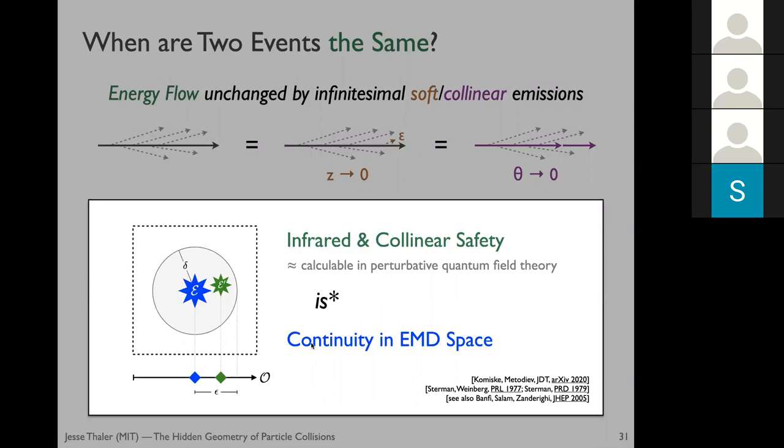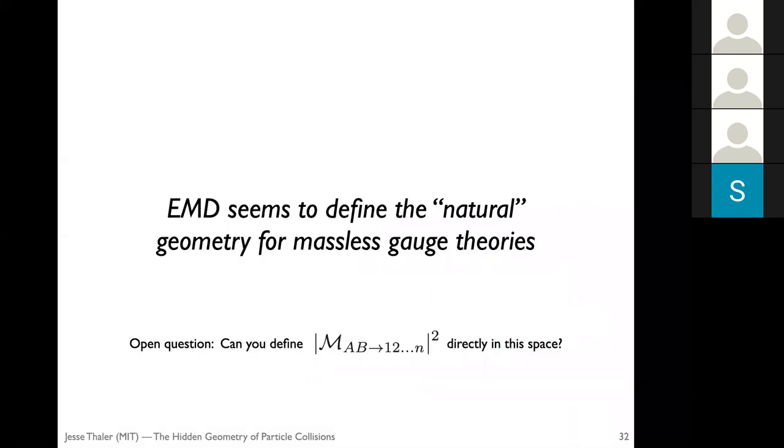And so Tuin's point, that I could have also used n-subjettiness space or n-jettiness space to map things out, is correct, but I really like this space because there's a notion of continuity in this space that maps onto traditional notions that have already appeared in collider physics. And in some sense, the EMD seems to be the natural geometry for massless gauge theories because of this fact. What I don't know how to do is define amplitudes in this space.